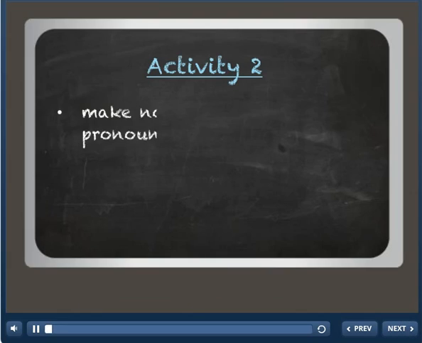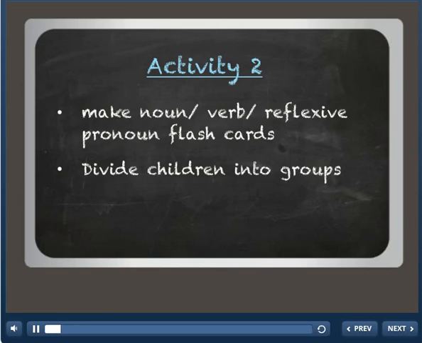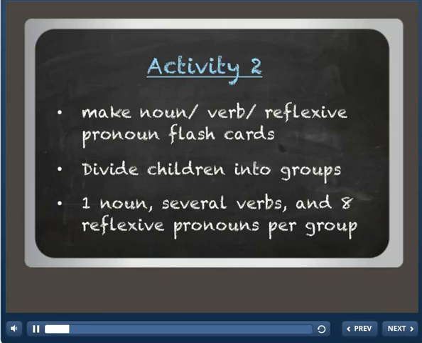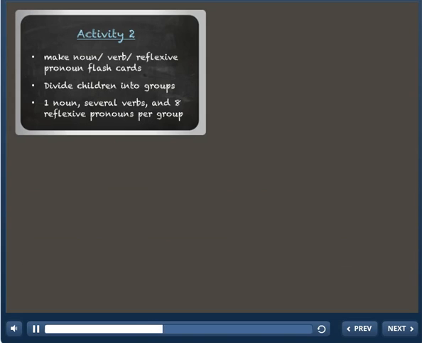For activity number 2, divide the children into groups. Give each group 1 noun. Then, hand them a complete set of verbs and a set of all 8 reflexive pronouns. Each group has to match the correct reflexive pronoun with its noun and make fun sentences. It is best if they add words to the sentences too. Include lots of options so the children can have fun and make sure to encourage creativity.